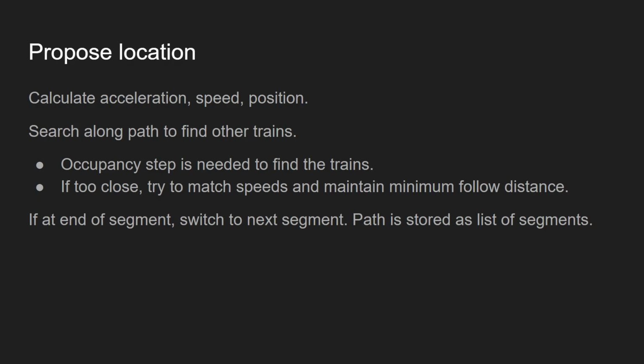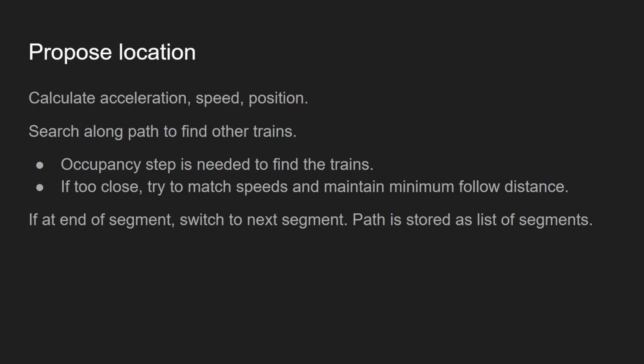Next, trains need to search in front of them to find if there are any trains in front that they need to avoid colliding with. This search and collision avoidance is what allows free signals to work. The segment occupancy update needed to run before this so that trains are able to find what other trains exist on the track. If a train is found that has gotten too close, then the following train will try to match speed and maintain a minimum follow distance.